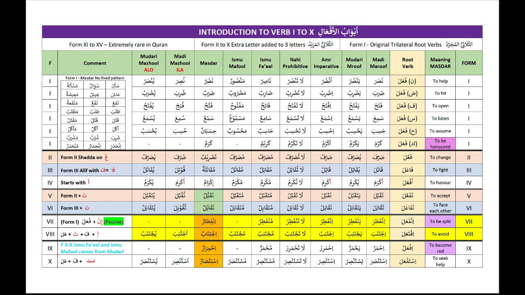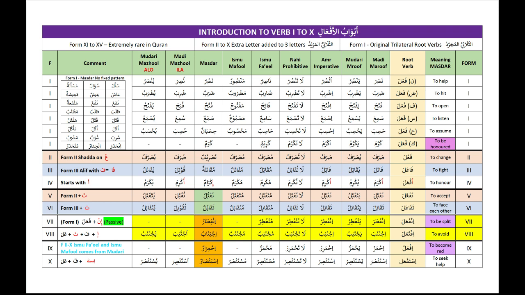Form 1. Nasara yansuru unsur la tansur, nasirun mansurun nasrun, nusira yunsaru, daraba yadribu idrib la tadrib, daribun madrubun darbun, duriba yudrabu, fataha yaftahu iftah la taftah, fatihun maftuhun fathun, futiha yuftahu, sami'a yasma'u isma' la tasma', sami'un masmu'un sam'un, sumi'a yusma'u. Hasiba yahsibu, ihsib la tahsib, hasibun mahsubun, hisabun, husiba yuhsabu, karuma yakrumu akrum, la takrum, karimun.